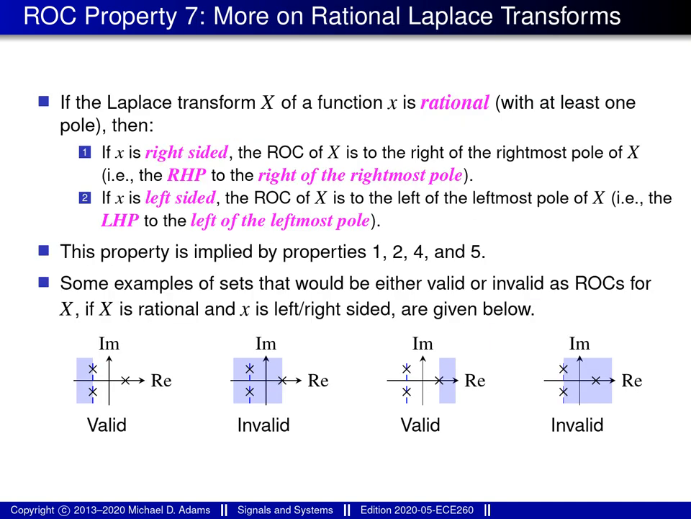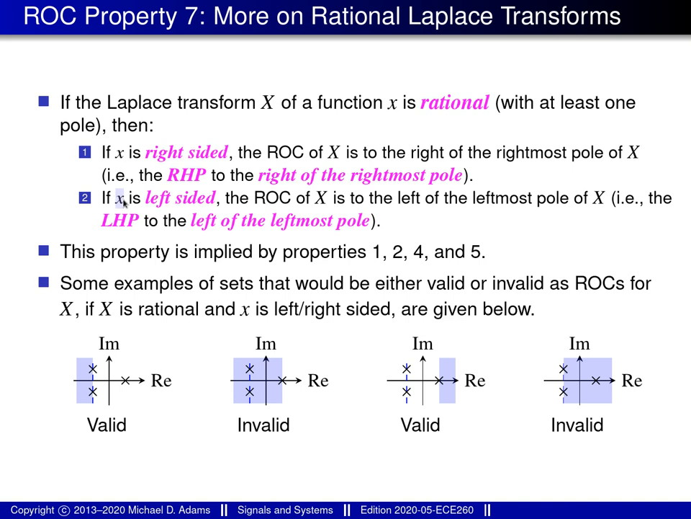The seventh property of the region of convergence that I need to introduce relates to Laplace transforms that are rational and originate from transforming functions that are either left or right-sided. If the Laplace transform big X of a function little x is rational with at least one pole, then the following is true. If little x is right-sided, the region of convergence of big X is to the right of the rightmost pole of big X. In other words, the right half plane to the right of the rightmost pole.